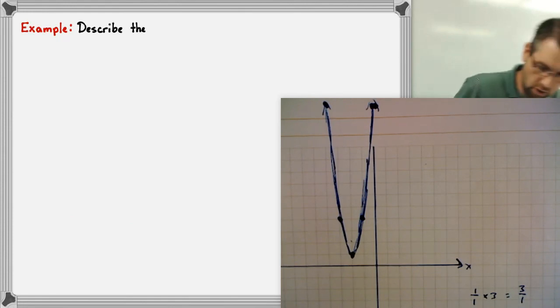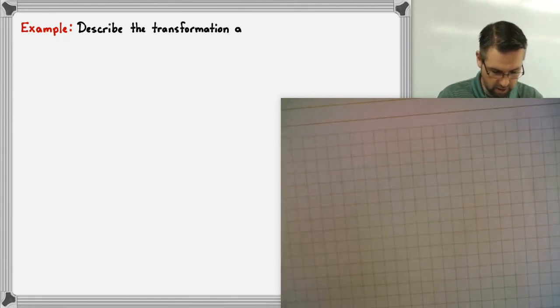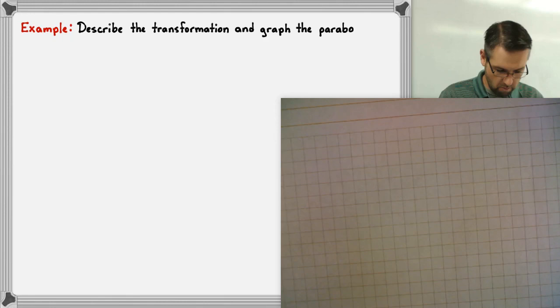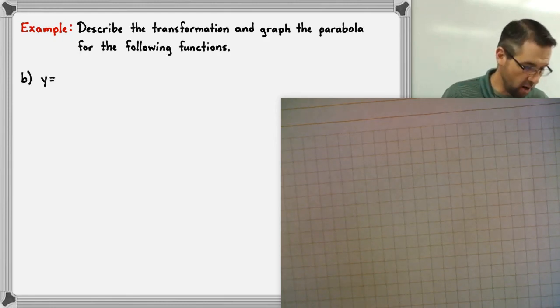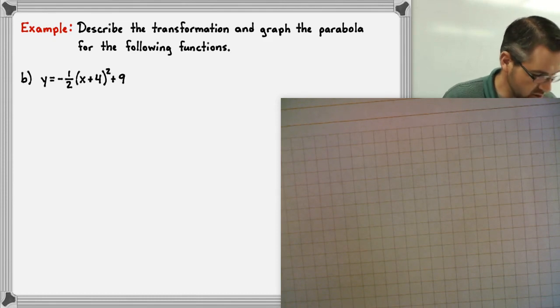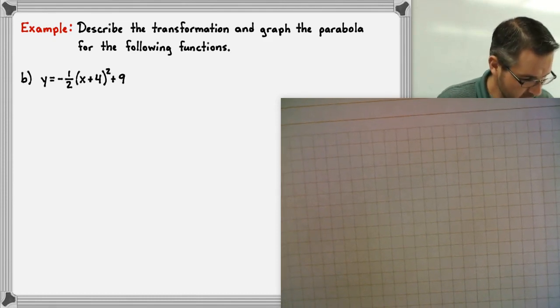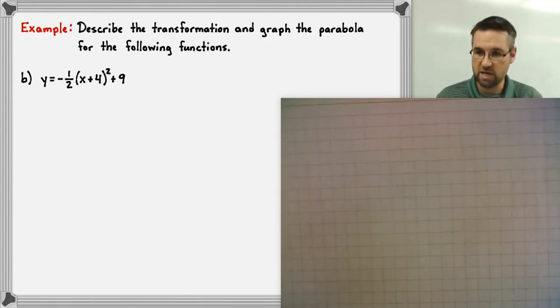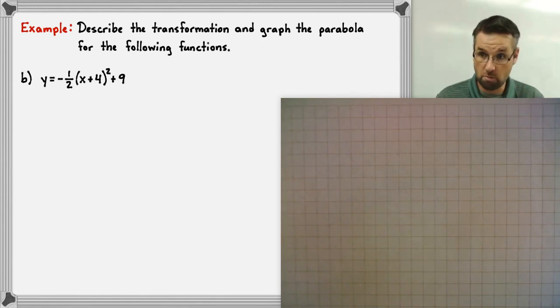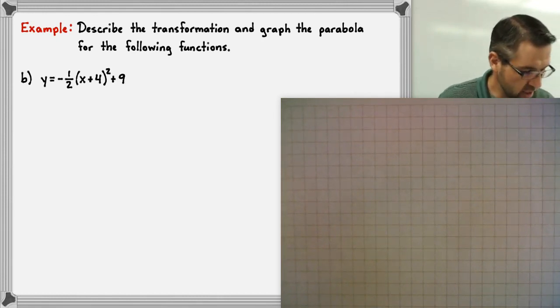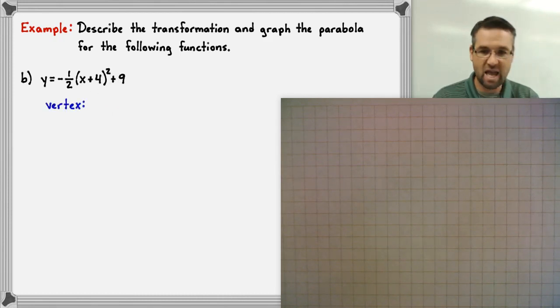Let's go ahead and take a look at another example here. We'll add a little bit more to this now. It says, describe the transformation and graph the parabola for the following functions. Again, same type of thing. First thing we want to do is identify our vertex, because that's the most important point out of the whole thing. Remember, to identify our vertex, we change the sign of H and keep the sign of K. So the vertex is going to be negative 4 and positive 9.